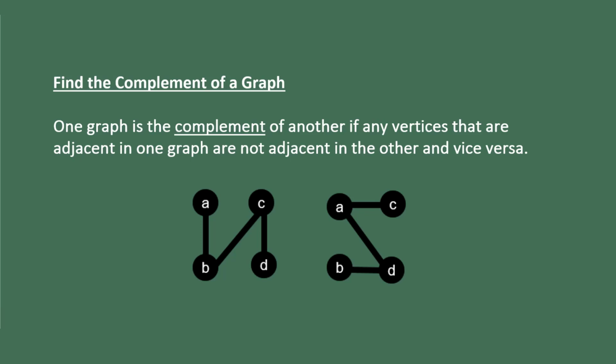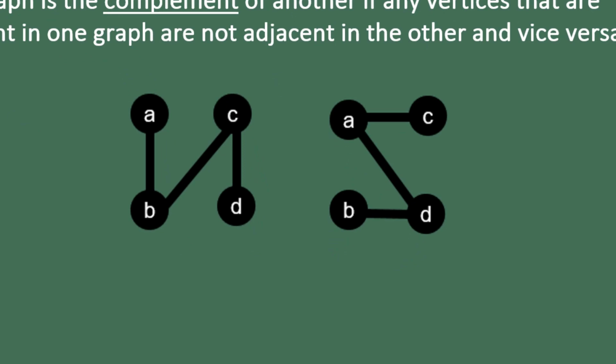So, for example, we have here a graph on the left in which A is adjacent to B, and on the right, A is not adjacent to B because there's no edge between them. On the left, B is adjacent to C, and on the right, B is not adjacent to C. There is no edge between them. On the left, C is adjacent to D. On the right, C is not adjacent to D.